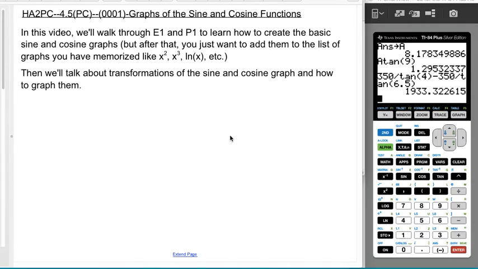and cosine graphs. After that, you're just going to want to add them to the list of functions that you memorize, like x squared, x cubed, natural log of x, etc. Then we'll talk about transformations of sine and cosine graphs. But again, in E1 and P1, we're going to walk through how to actually make these graphs.